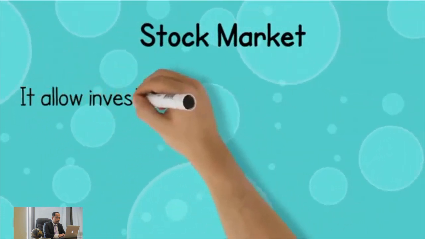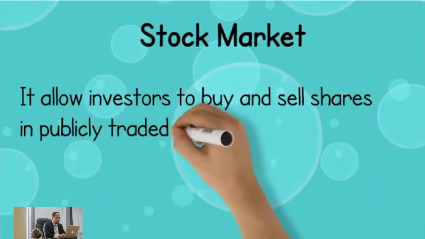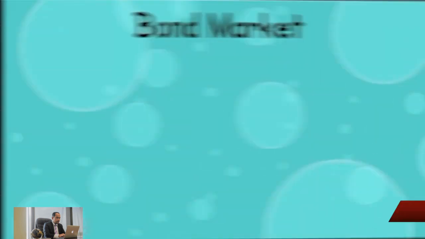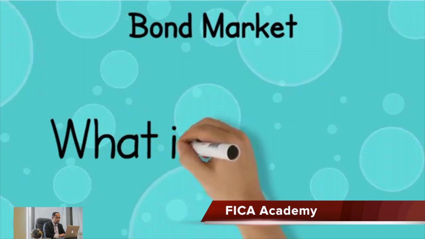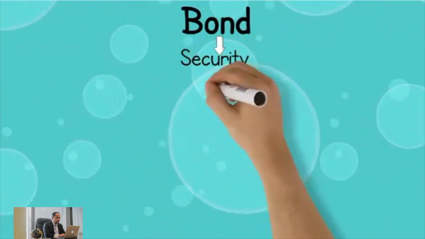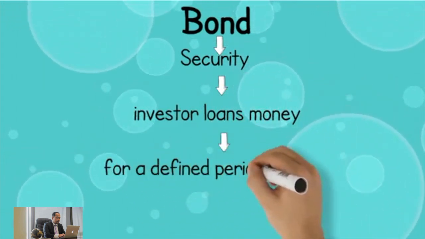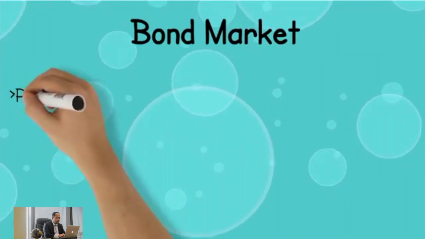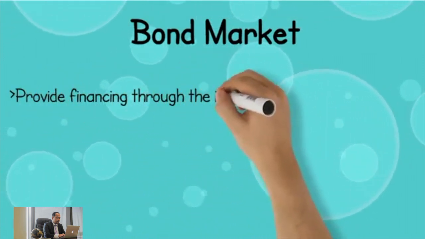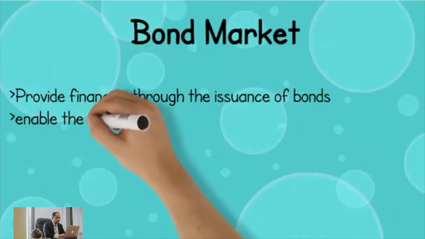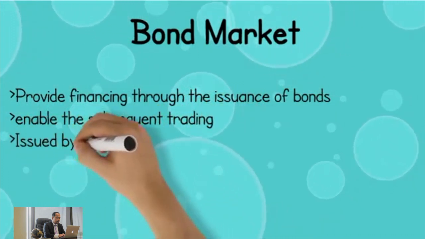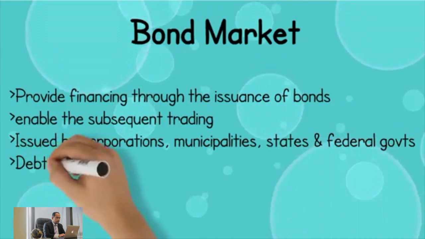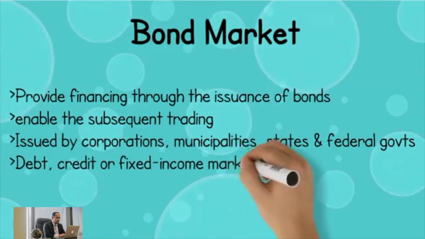Stock markets. Stock markets allow investors to buy or sell shares in publicly traded companies. That means any secondary trading of stock securities occurs in the secondary markets. Bond markets. Before going into detail, you should know what bonds are. Bonds are securities where the investor loans money for a definite period of time at pre-established rates of interest. The bond markets provide financing through the issuance of bonds, which enables subsequent trading. Bonds are issued by corporations, municipal, state or federal governments. Bonds refer to the debt, credit, or fixed income markets.